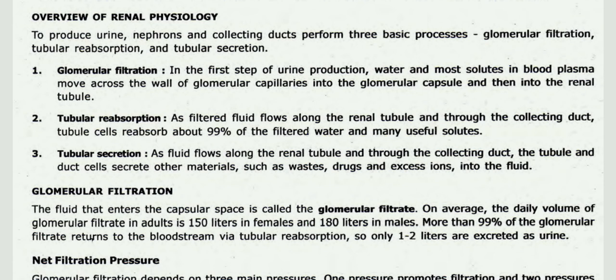So, an overview of renal physiology. To produce urine, nephrons and collecting ducts perform three basic processes: glomerular filtration, tubular reabsorption and tubular secretion. Then glomerular filtration. In the first step of urine production, water and most solutes in blood plasma move across the wall of glomerular capillaries into the glomerular capsule and then into the renal tubule.